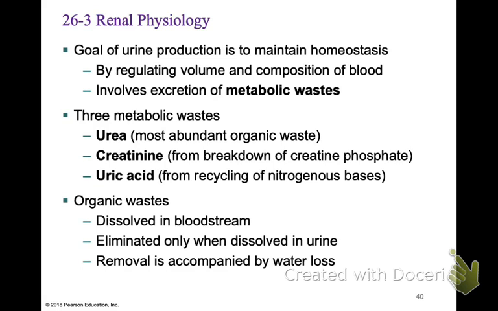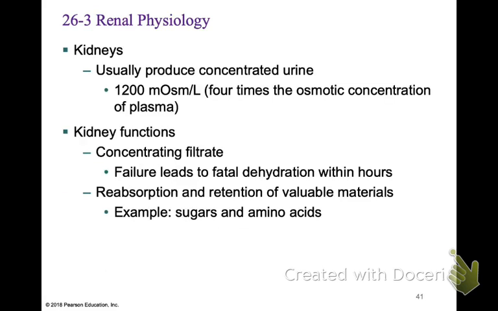Organic wastes, such as these three, are simply going to be dissolved in the bloodstream. They're going to get eliminated when the kidneys remove them, and because of osmotic reasons, they are going to bring water with them. Okay, so kidneys usually produce a very concentrated urine to conserve water. The concentration of the urine can be as high as 1,200 milliosmoles per liter. Now, we haven't really used these units much, so to be able to compare that, the osmolarity of blood is about 300 milliosmoles per liter.